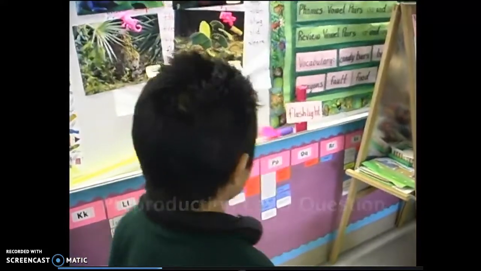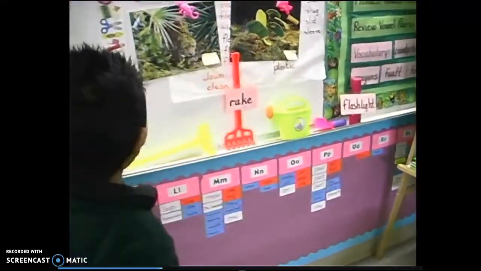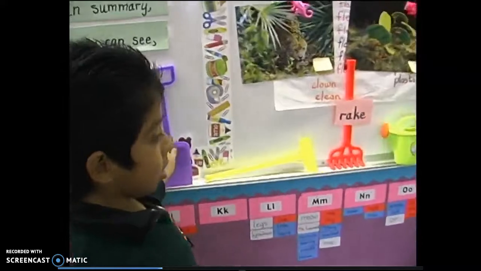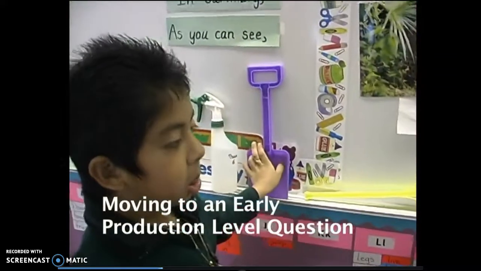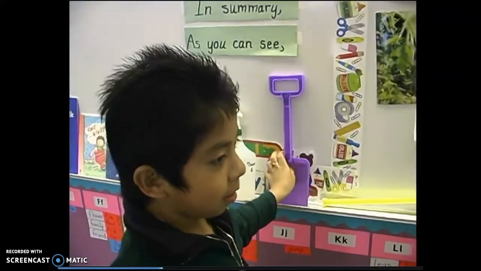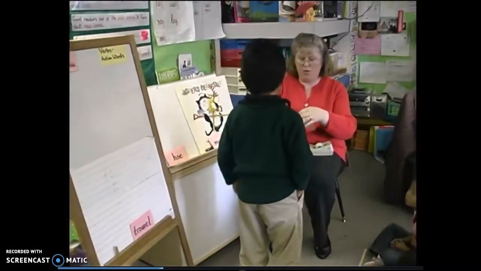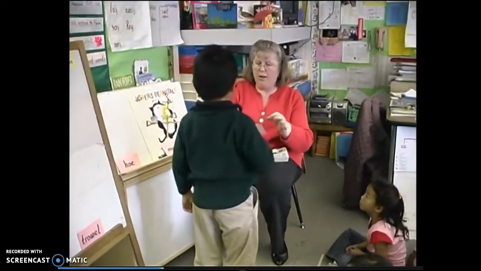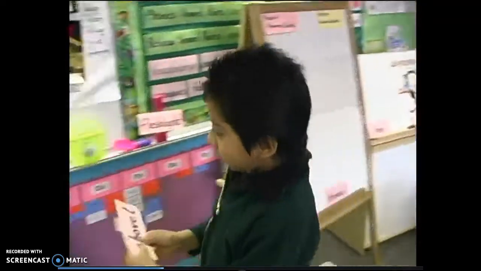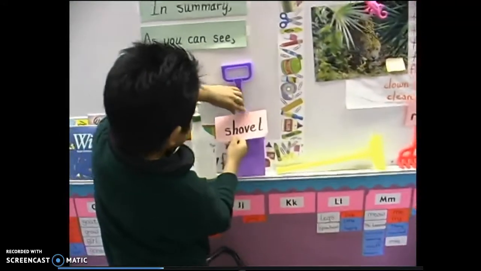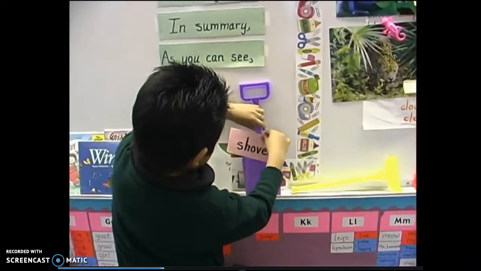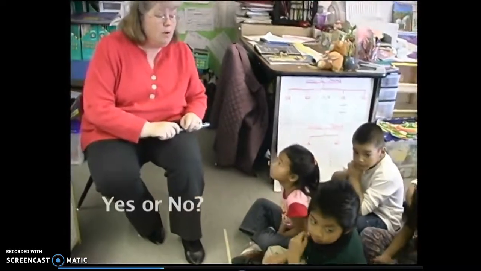Go over to the tools and point to the purple tool and tell me, is that a shovel or a hoe? Shovel. Good. Can you come and find the word shovel for me, please? Let's see if you can put this right on the shovel for us. Nice job.